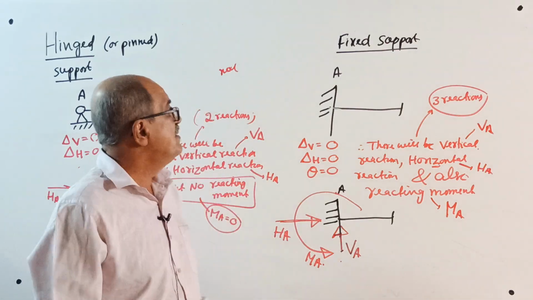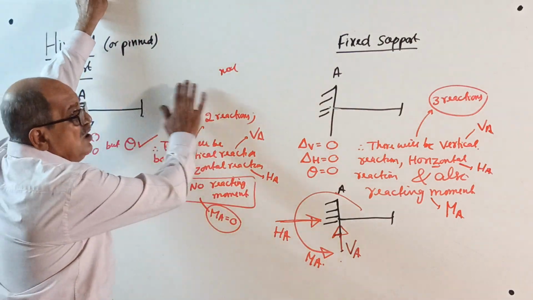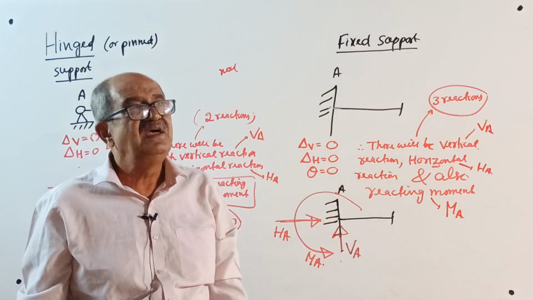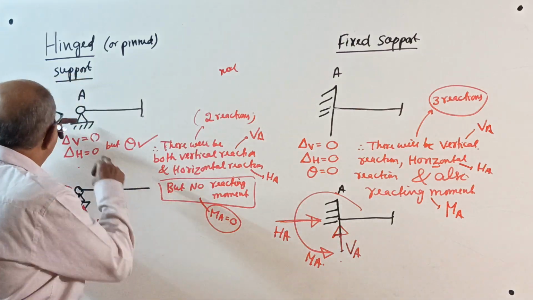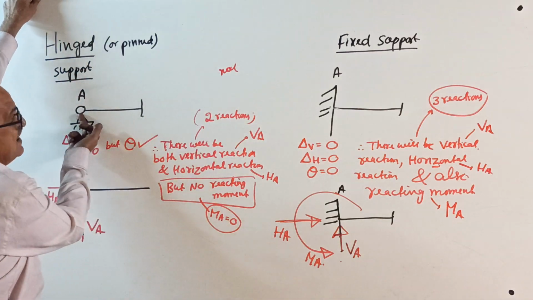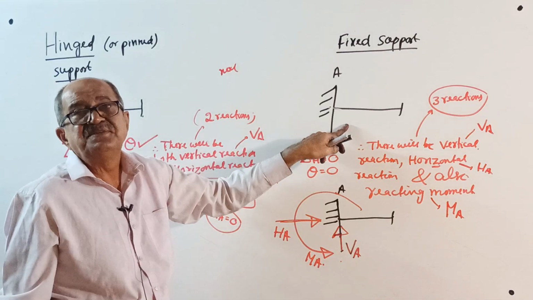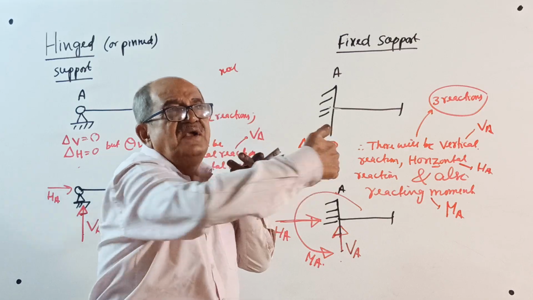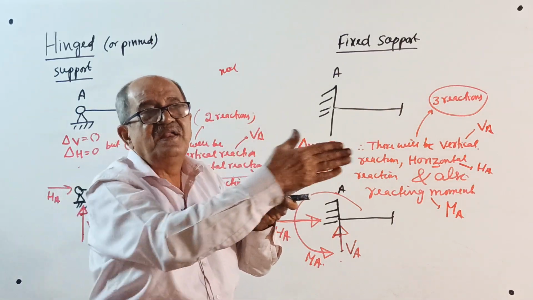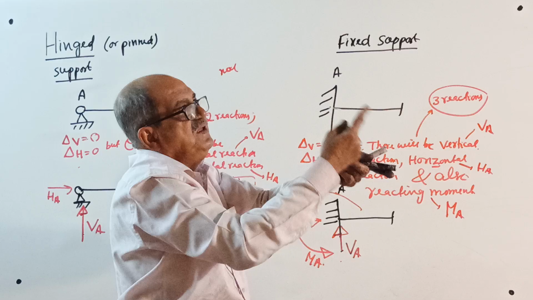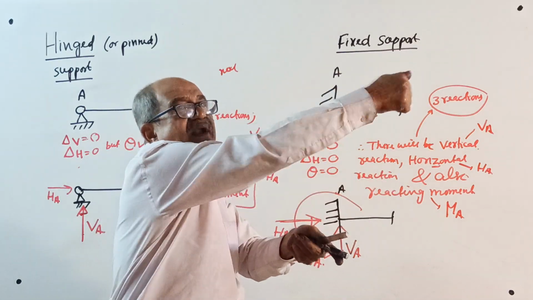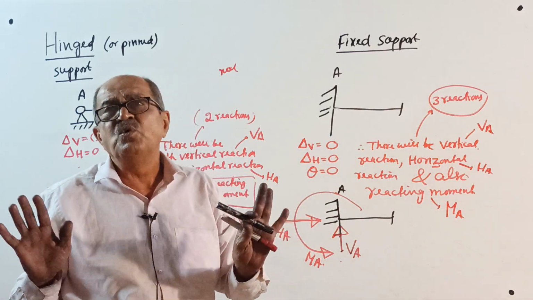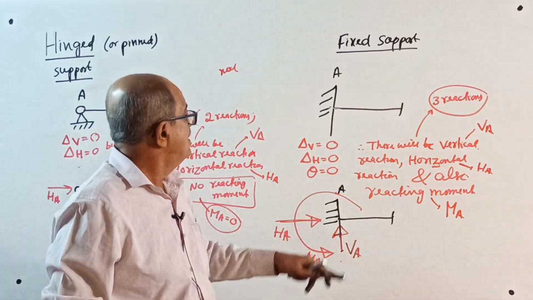And one note, remember, these are all for a coplanar force system, not three-dimensional. If it is three-dimensional, there will be three reactions here, one reaction in the Z direction, and there will be 6 reactions: vertical reaction, horizontal reaction this way, horizontal reaction this way, and one moment like this, one moment like this, and one moment like this. Our discussion is only for a coplanar force system. Remember, someone will tell you there are 6 reactions.